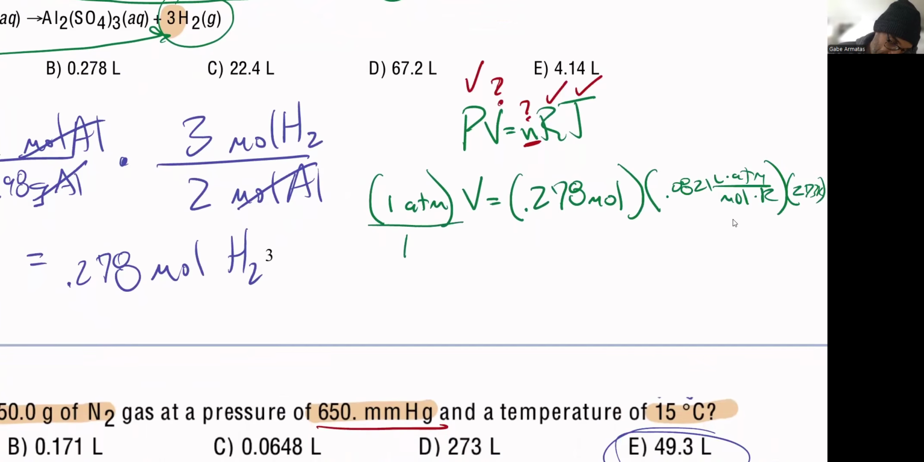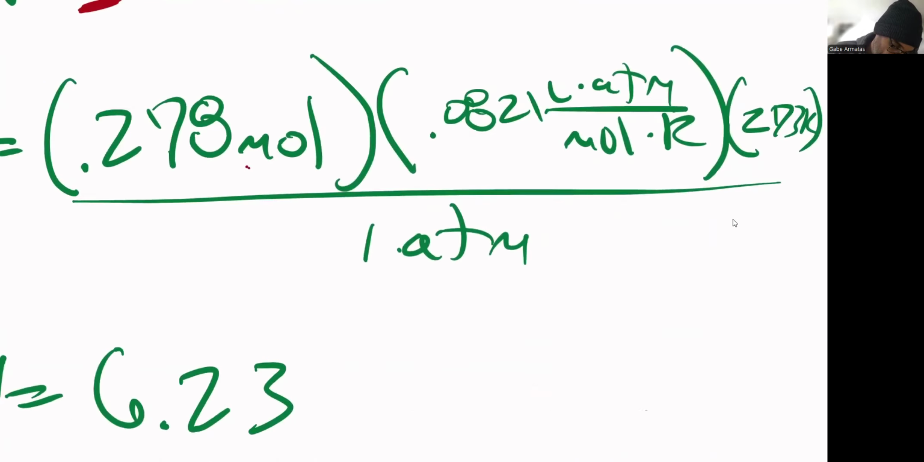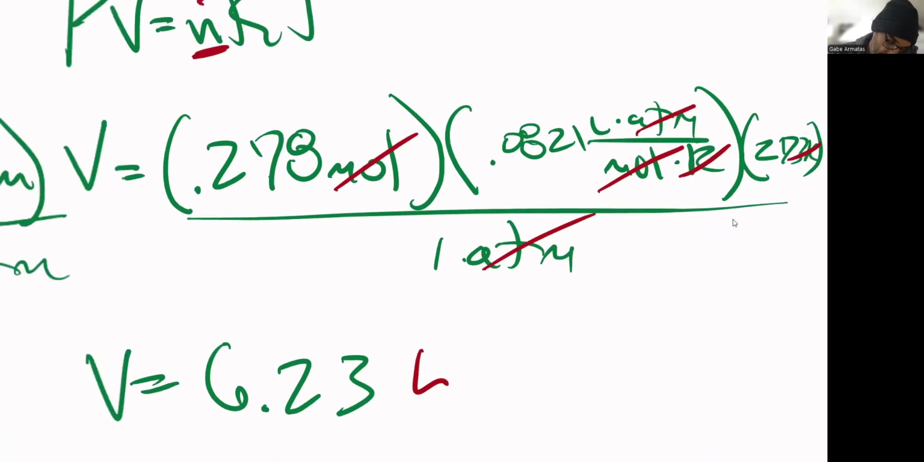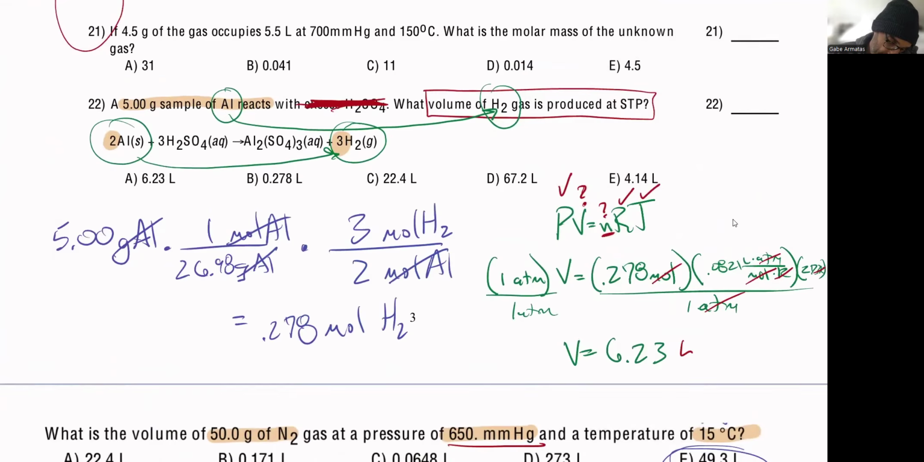I'm going to divide both sides by 1 atmosphere. Volume is equal to what? So 0.278 times 0.0821, enter, times 273, enter, divided by 1 gives me 6.23. All right, last bit. Moles cancels, atmospheres cancels, Kelvin cancels, leaving me with 6.23 liters of gas A.